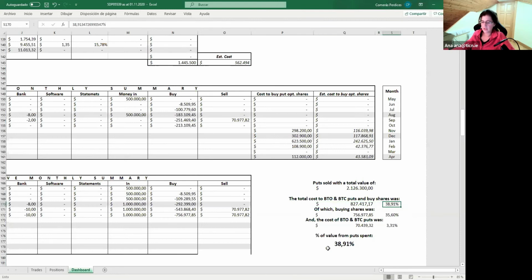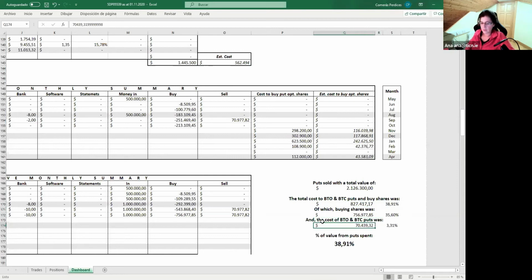And that's a 38%, 38.95 and 91. Out of this money that we have spent running the business, so to speak, buying things, part of it, this part here, we used it buying shares.